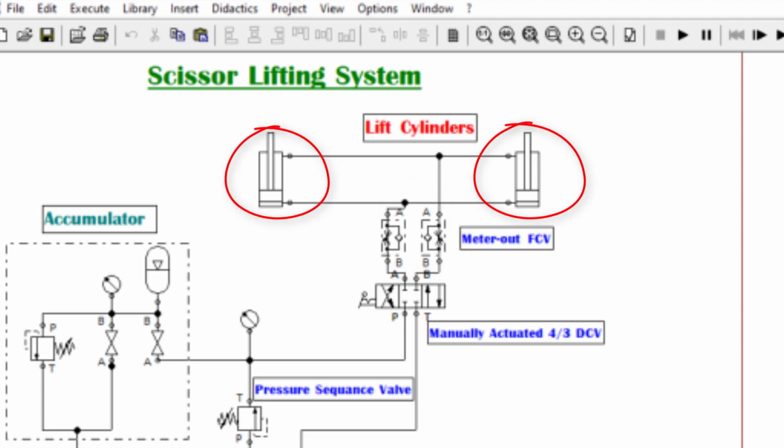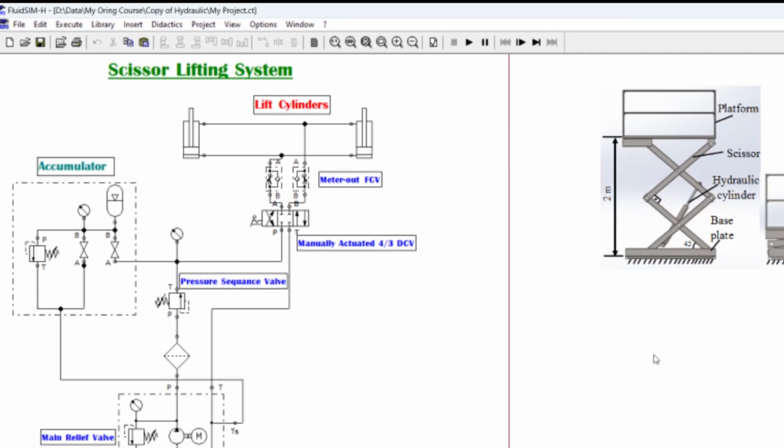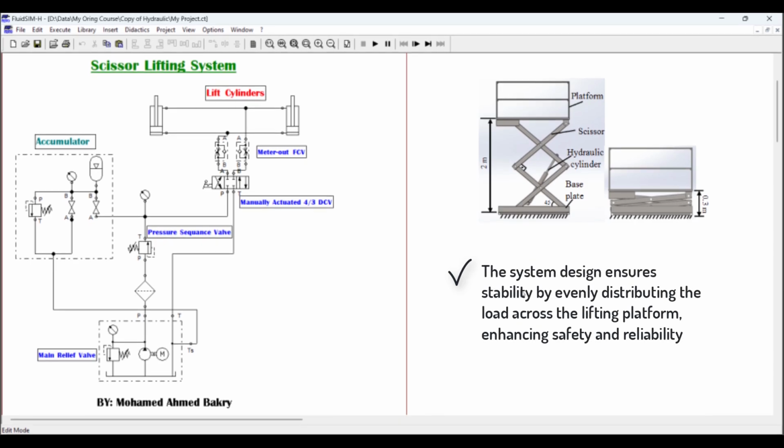Seventh, the lift cylinders are the actual actuators that convert hydraulic energy into mechanical movement. They extend to lift the platform and retract to lower it. Eighth, the system design ensures stability by evenly distributing the load across the lifting platform, enhancing safety and reliability.